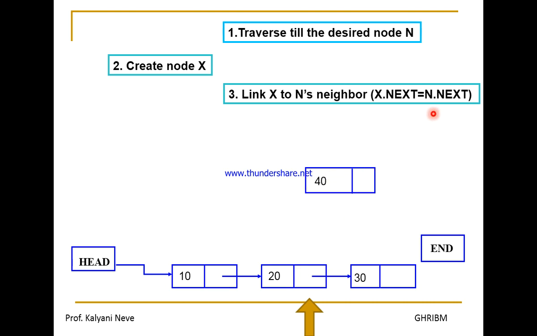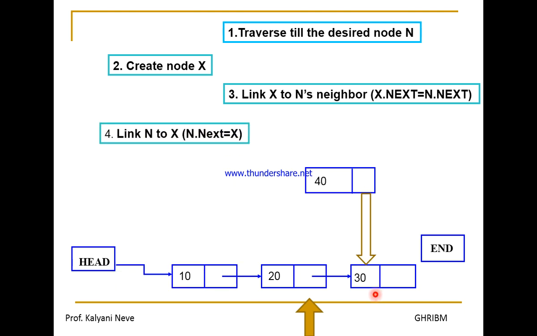Now what we have to do: n.next means this part stores the address of this node, but now this part stores the address of the new node. And this part stores the address of this node. Now link n to x and again destroy this link.